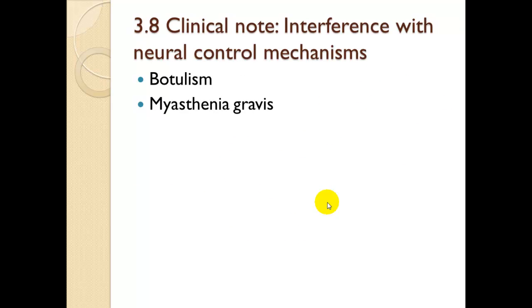Clinical note: interference with the neuronal control mechanisms. We already talked about one, autoimmune response, which affects the acetylcholine receptors, and that's myasthenia gravis. The other one is botulism, which occurs from the bacteria that actually lives in the ground.